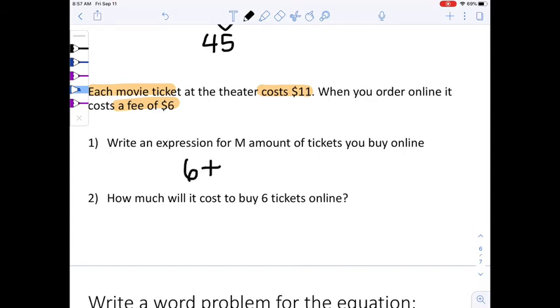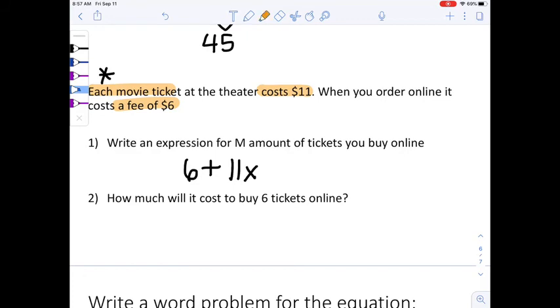So I'm going to write that as 6 plus because we're not changing that 6. No matter how many tickets we buy, we're still going to have to pay that $6 fee. And then we know each ticket, each is multiplication, is $11. So I'm going to write that as 11 times X. And then however many tickets we buy, we plug in for X to solve.